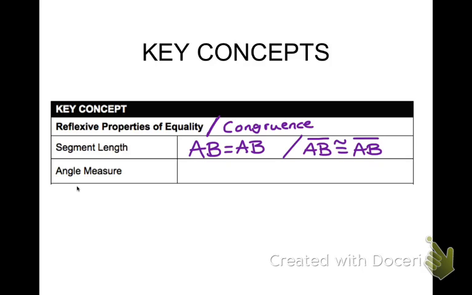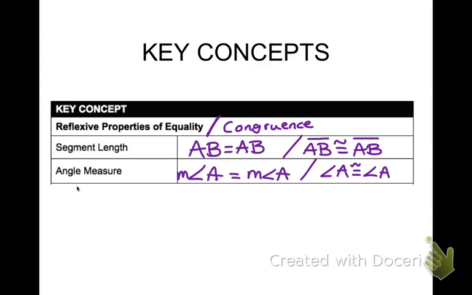Same thing applies for angles. I could say the measure of angle A is equal to the measure of angle A, because the measures of angles can be equal. Angles themselves can be congruent. So here we have reflexive property of equality. After the slash, we have reflexive property of congruence. See the difference? One has an equal sign, one has a congruent sign. Okay, so reflexive is easy. You need the same thing on both sides of the equal sign or the congruent sign.